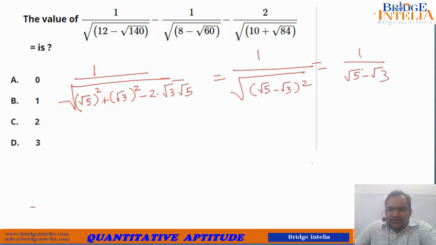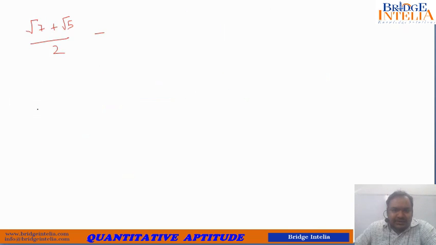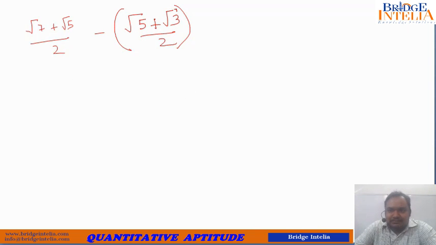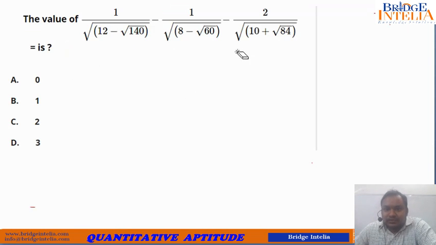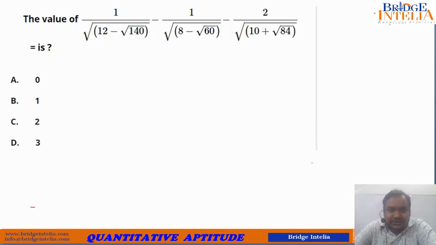So you can rationalize this further. If you rationalize this further, you will get this much. So this is the second term. The second term can be written as (root 5 plus root 3) by 2. So now see what can be done with the third term. If you concentrate on the third term, you will immediately realize that you have to do the same as what you have done for the first two terms.